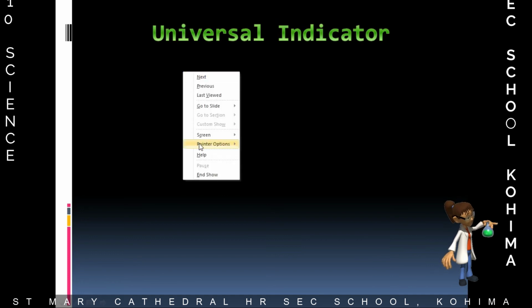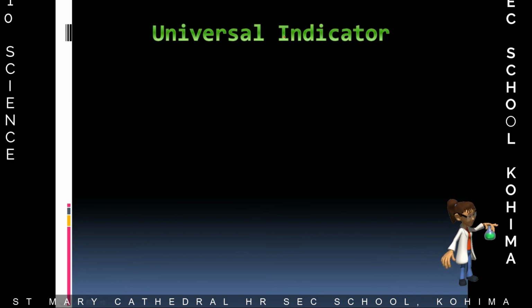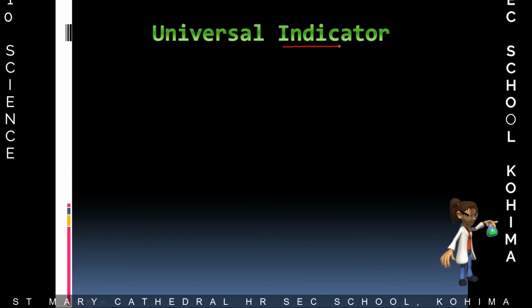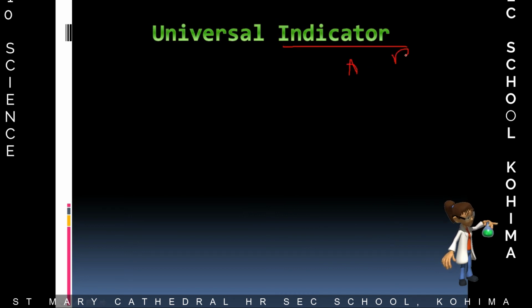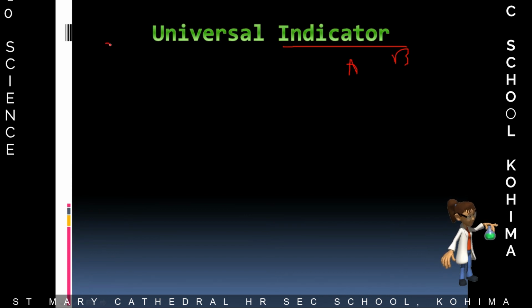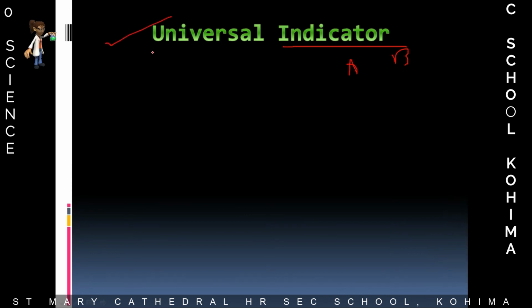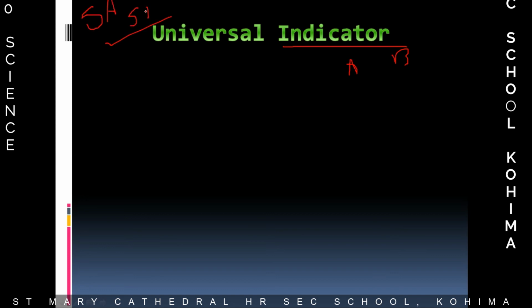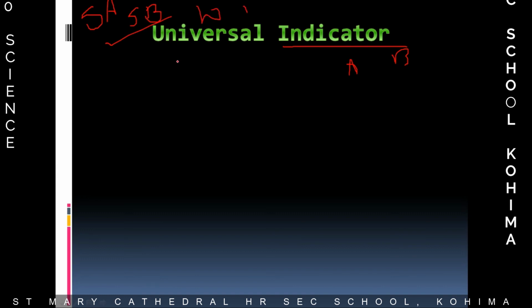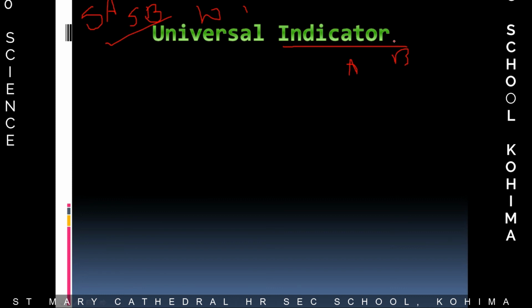Now this one is an important term. Why? Because the previous indicators, the ones which we have studied just now, tell us whether it is an acid or base, just that. But universal indicator helps us to understand whether it is a strong acid, strong base, or whether they are weak acid or weak base. They tell us that. So before we proceed, let us give the definition for universal indicator.